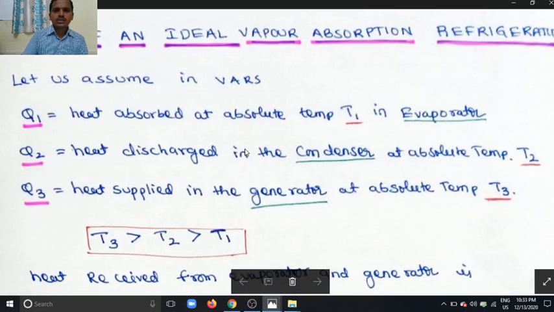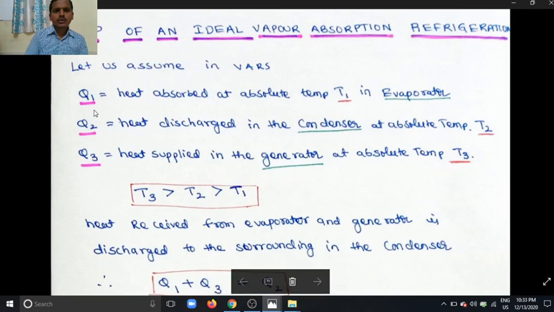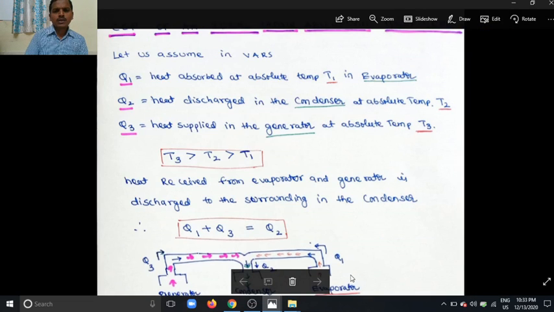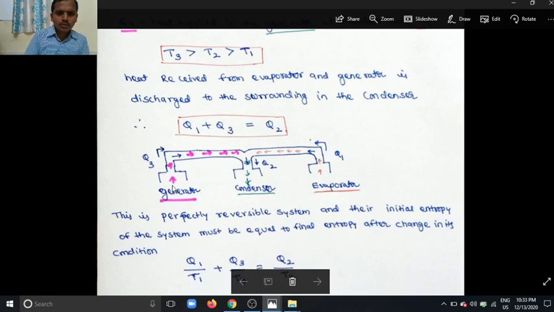See here, what is Q1? Q1 is the evaporator amount. Q3 is the generator amount. So Q1 plus Q3 is equal to Q2. See this figure. Q3 amount of heat is supplied in the generator, and Q1 amount of heat in the evaporator. This Q1 amount and Q3 amount is rejected in the condenser, that is Q2.